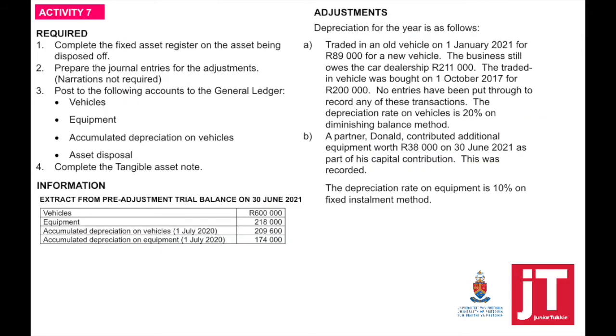Activity 7. Required: complete the fixed asset register on the asset being disposed of. Prepare the journal entries for the adjustment. Narrations are not required. Post to the following accounts in the general ledger. So we have to open vehicles, equipment, accumulated depreciation on vehicles, and asset disposal. Then question number 4, complete the tangible asset note.